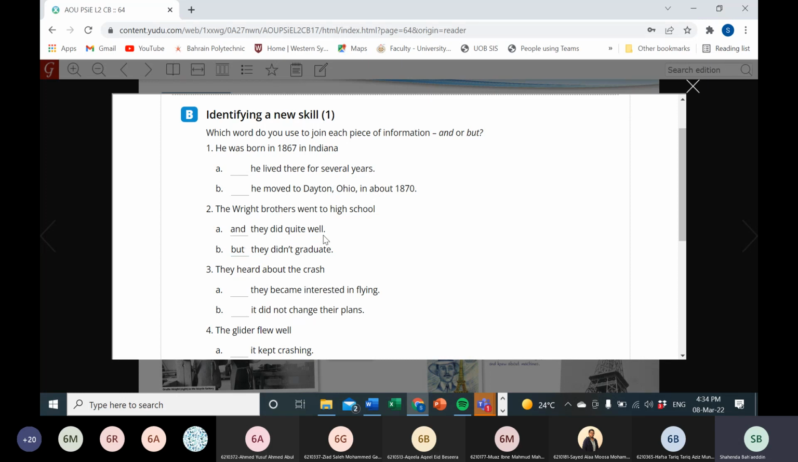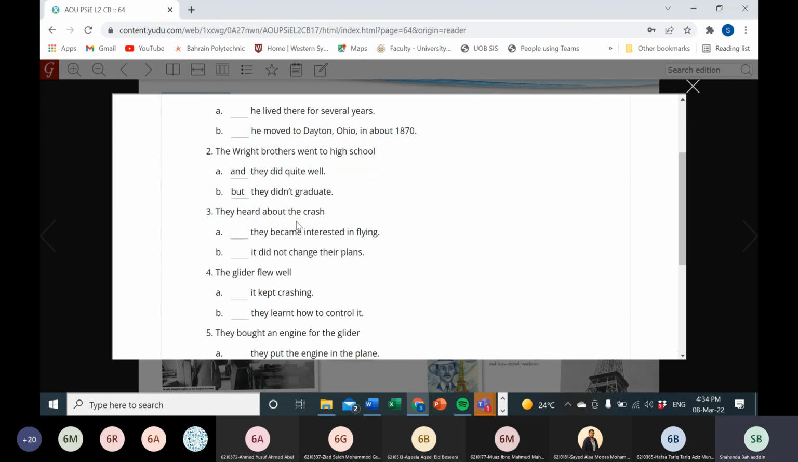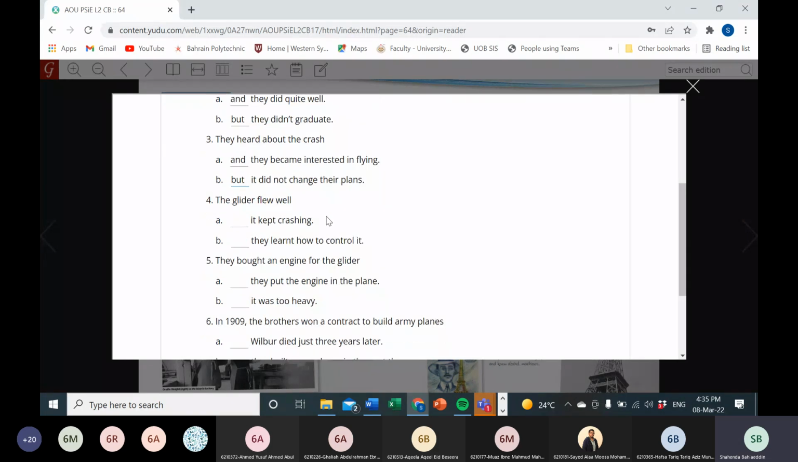Here you're going to put a comma, but they didn't graduate. This is another thing that I want also to show you, the punctuation. Okay, they heard about the crash. They became interested in flying. Okay, and they became interested in flying. But it didn't change their plans.